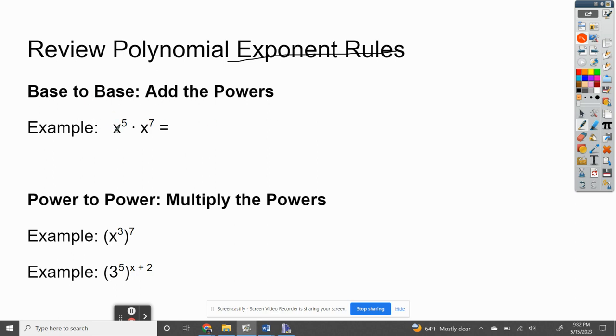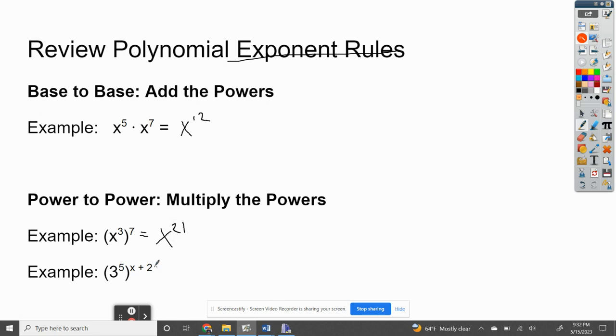First one is a base to a base. If you see the base appear twice and then multiplied together, this is where we add the powers. So we would combine these into one base and we would just add 5 plus 7, which is 12. The power to power rule is when you have one base and you see a power in parentheses and then another power outside. In this case, we multiply those powers together. So this is 3 times 7, which is 21.